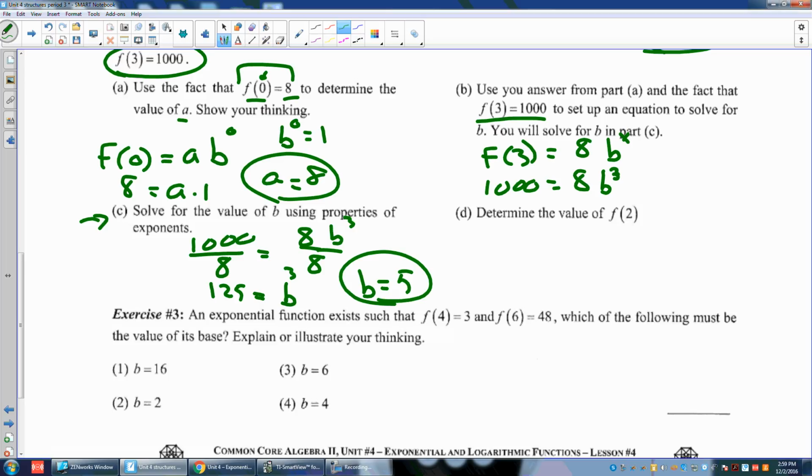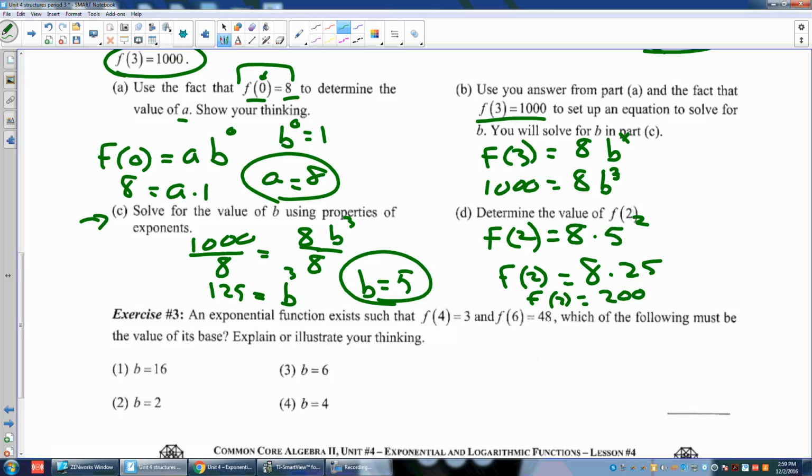Determine the value of f(2). So f(2) equals a, what was a? 8, times b, what was b? 5, squared, because that's where the x goes. So the function value at 2 is 8 times 25. We do the order of operations, which is 200. 8 quarters, 200 pennies. If you have any questions, make sure you ask me.